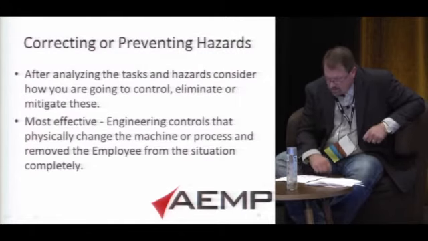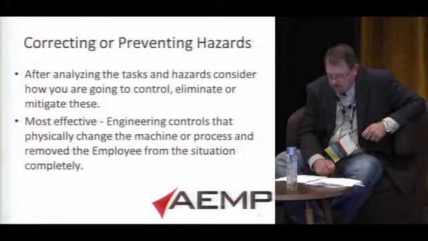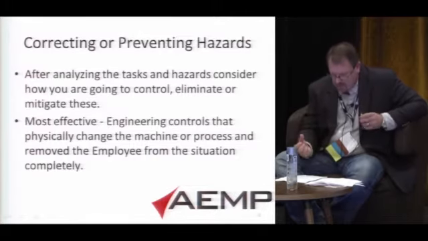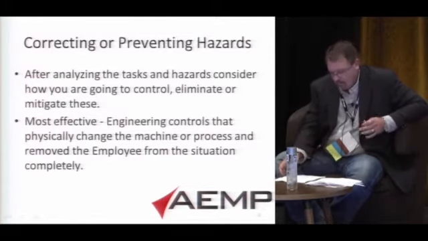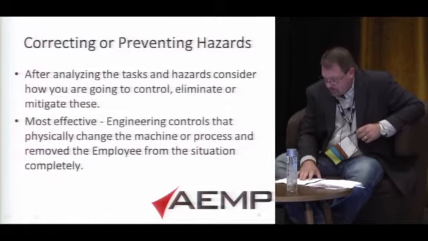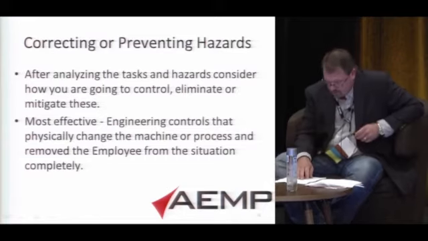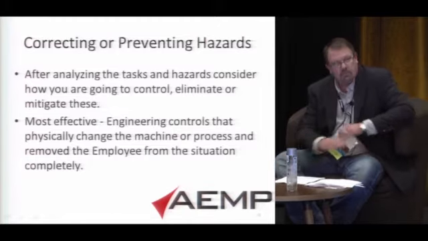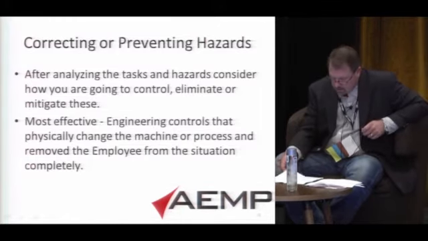After analyzing the task or hazard, consider how you're going to control, eliminate, or mitigate this. You've assessed the hazard, the task. You know there's a hazard within it. How are we going to do it? We can engineer that out. Greg Kittle explained that this morning in his earlier session. Engineering controls, I can physically change a machine or process, remove the employee from the situation completely.